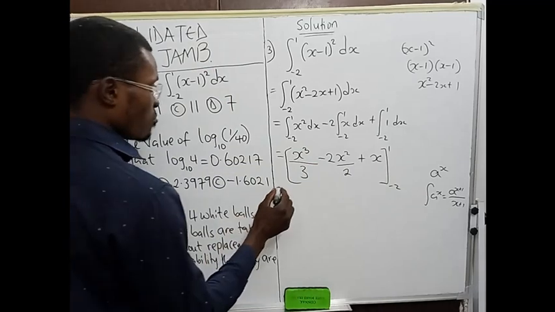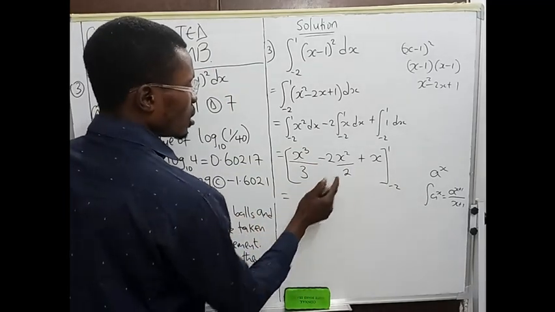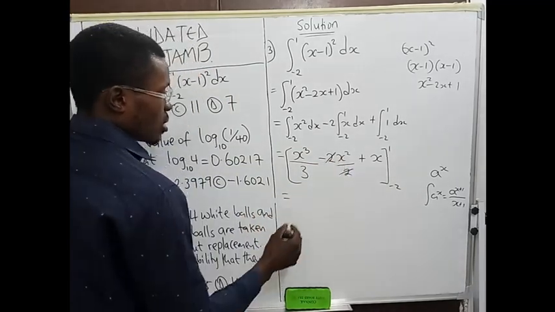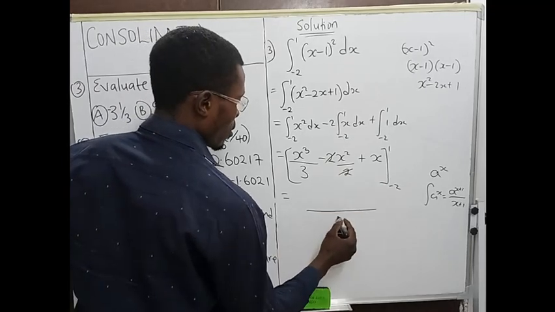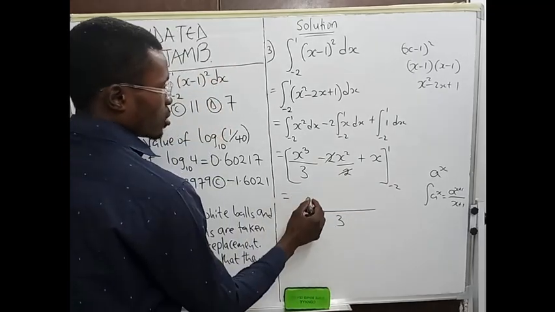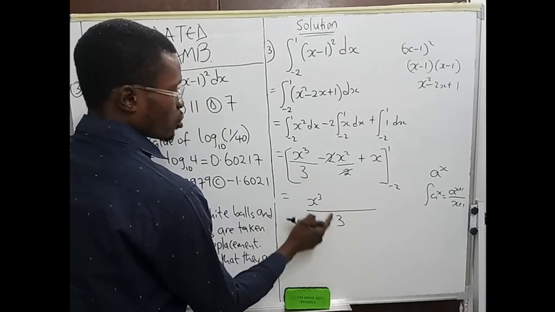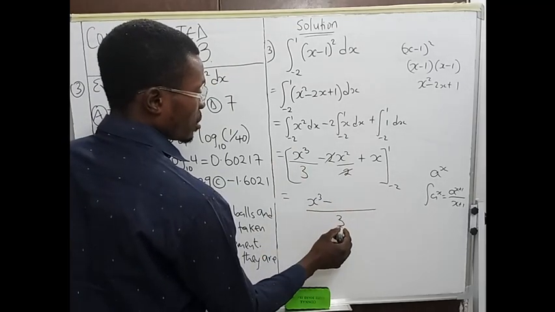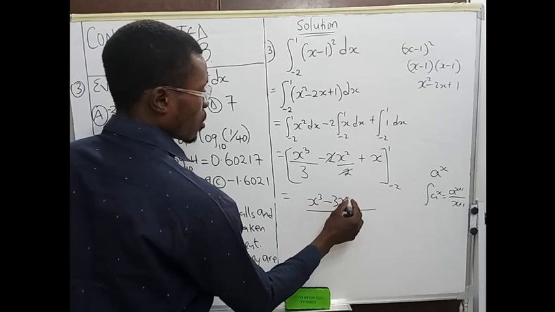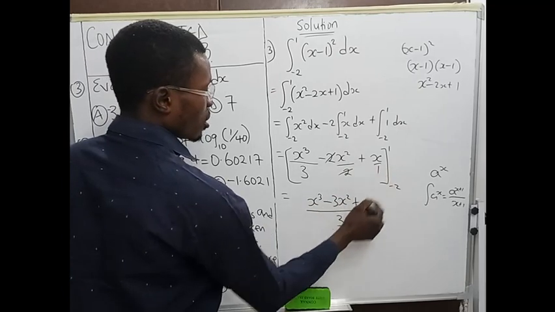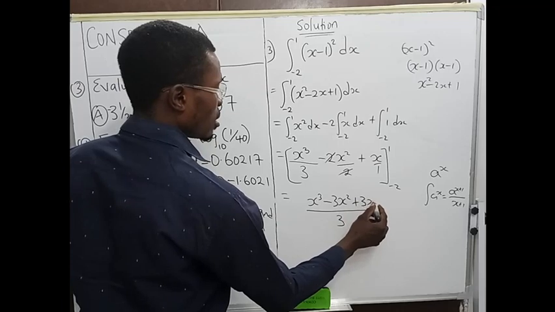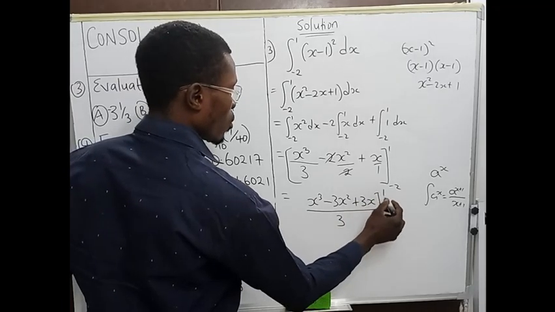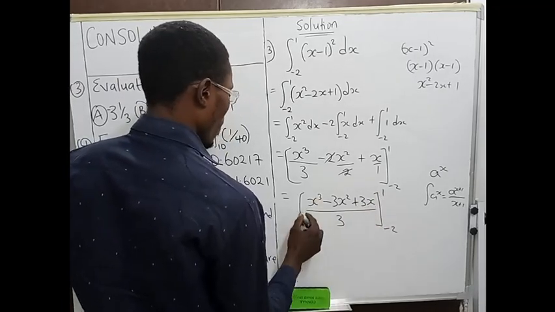Okay, so what does this give me now? This will cancel out, right? So I have 3 as LCM. This will give me x cubed, 3 into 3, 1 times x cubed, minus 1 into 3, 3 times this, minus 3x squared, plus 1 into 3 times x, 3x, with my limit 1 to minus 2.